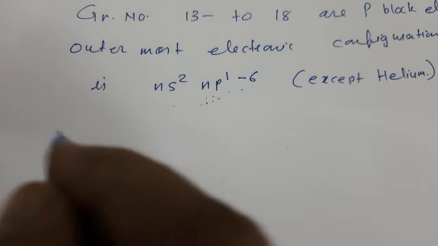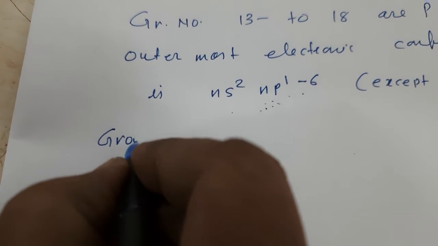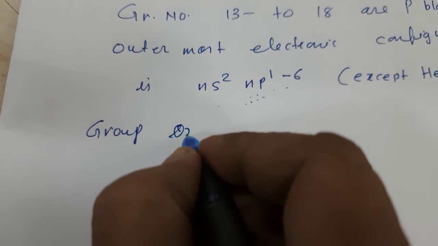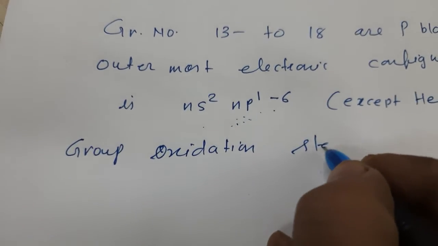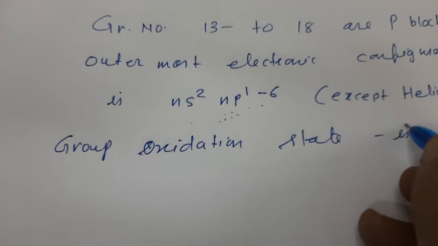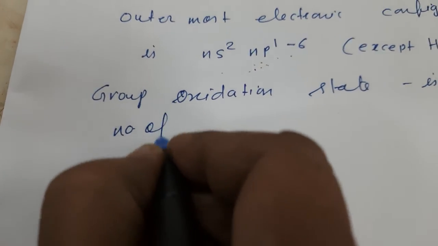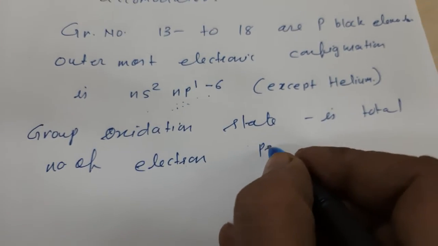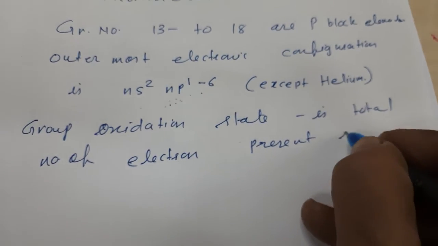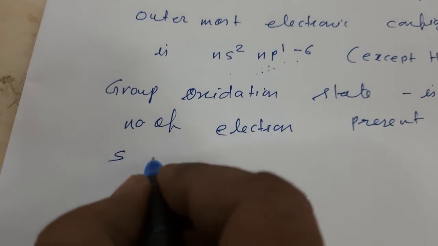Then one thing we know, that group oxidation state. So what is group oxidation state, beta? Group oxidation state is the total number of electrons present in the outer s and p orbitals.